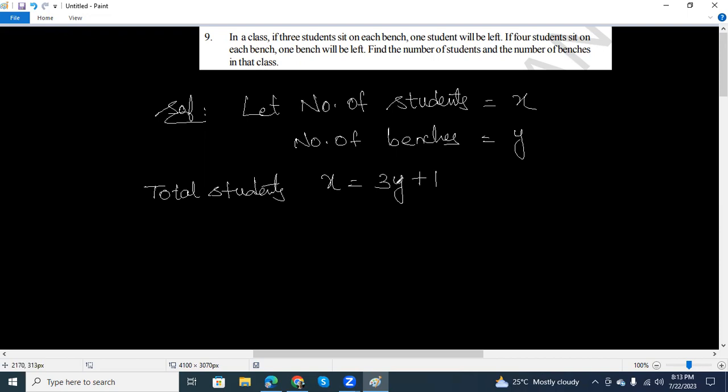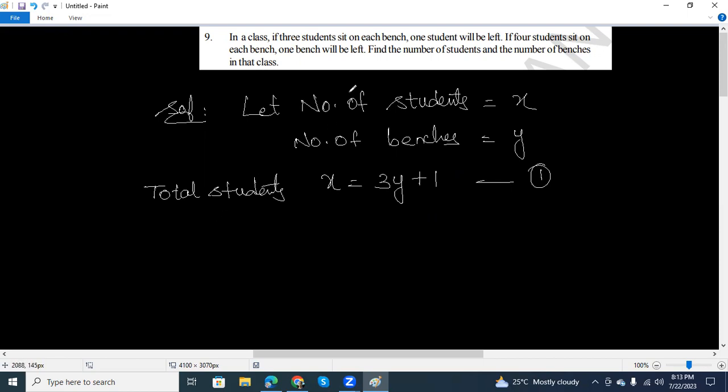So the number of students, if we are writing, number of students is denoted with x. x is equal to 3 into y plus 1 student already there. So we need to add that student also, plus 1. This is one condition. No need to simplify this. Let it be like this.